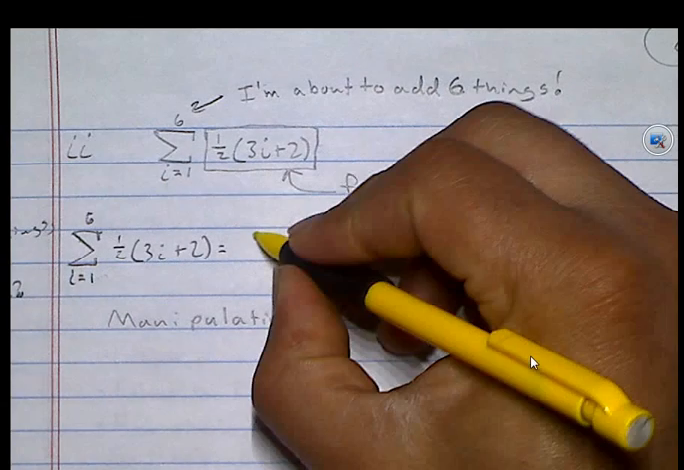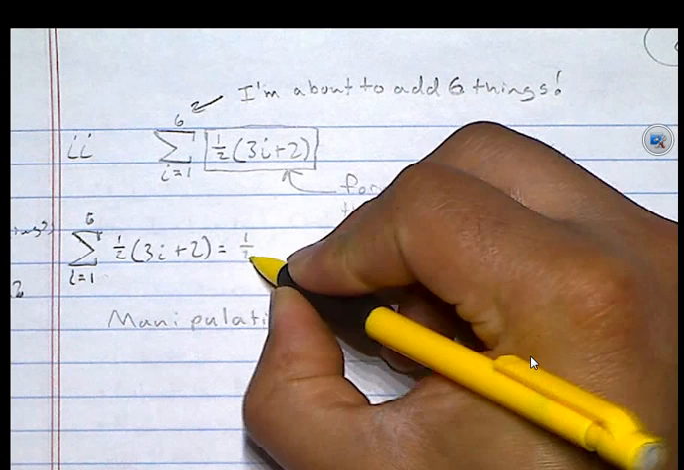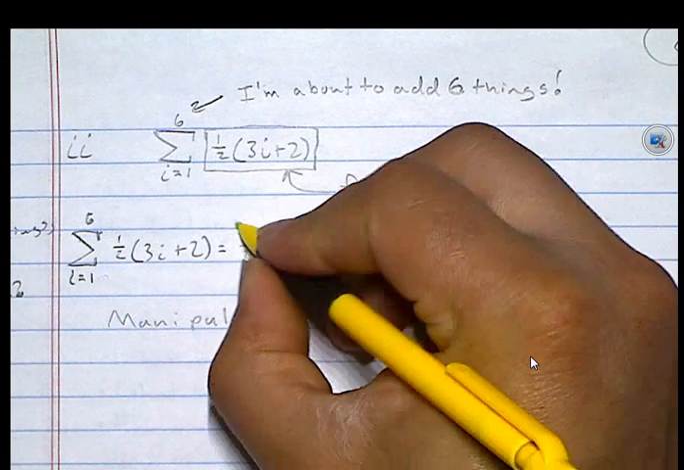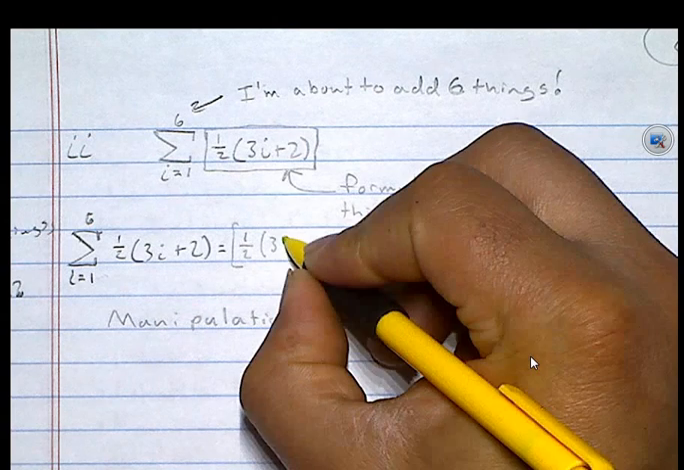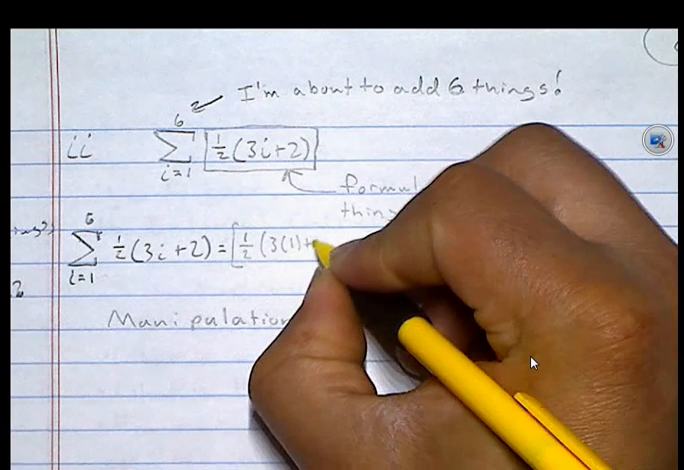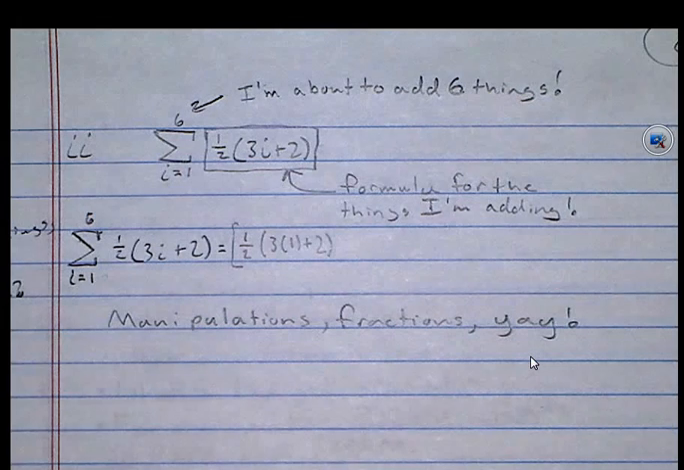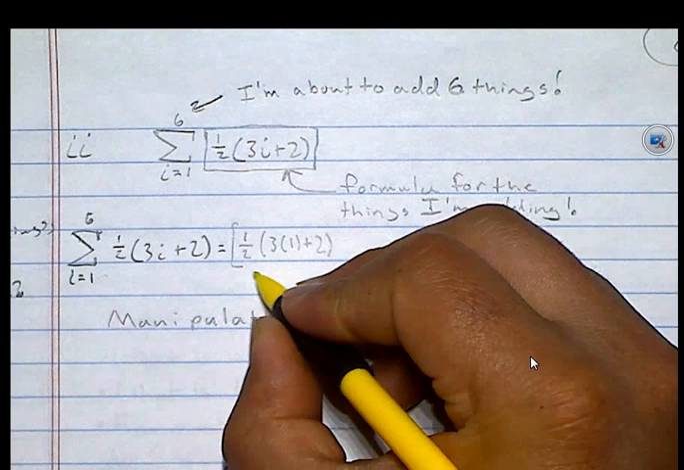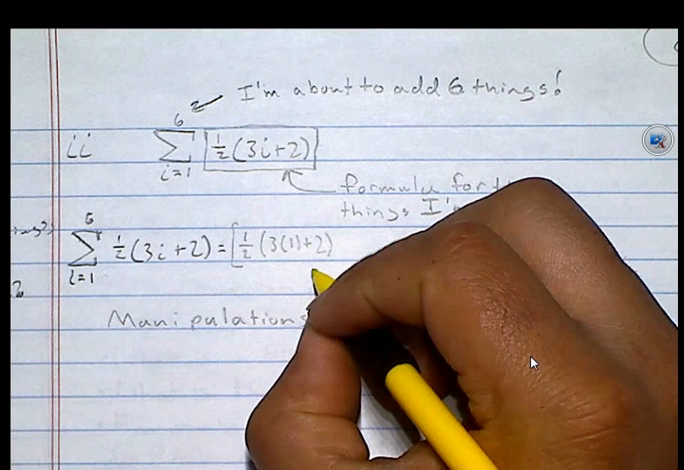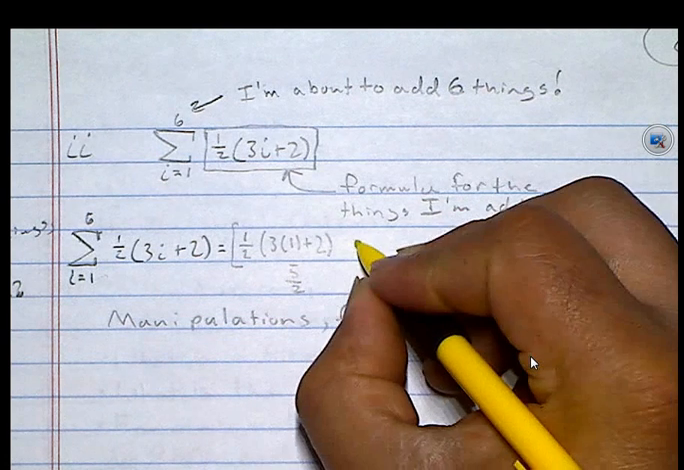I'll try to move as quickly as possible, I apologize. To find the first thing, I'm going to plug in 1. So that's 1/2 times (3 times 1 plus 2). Let's just go ahead and find out what it is. 3 times 1 plus 2 would be 5, so that's 5/2. Let's just go ahead and work it out. So that's the first thing.